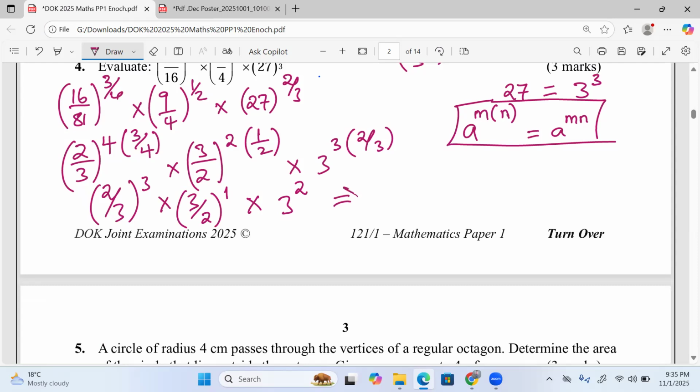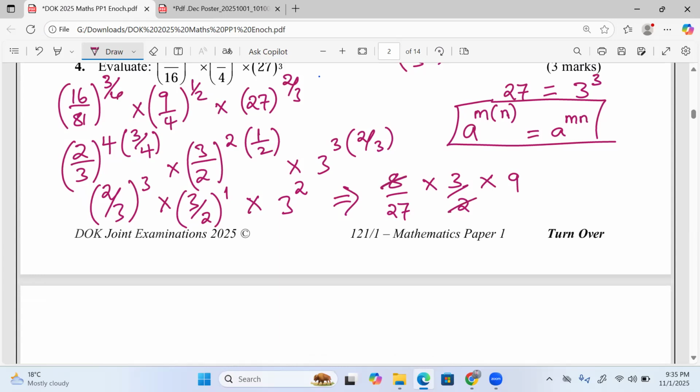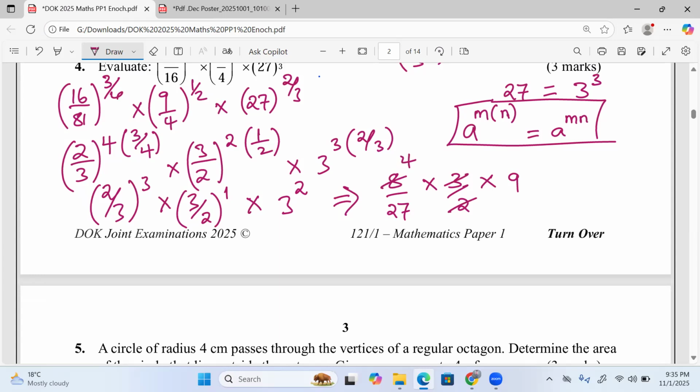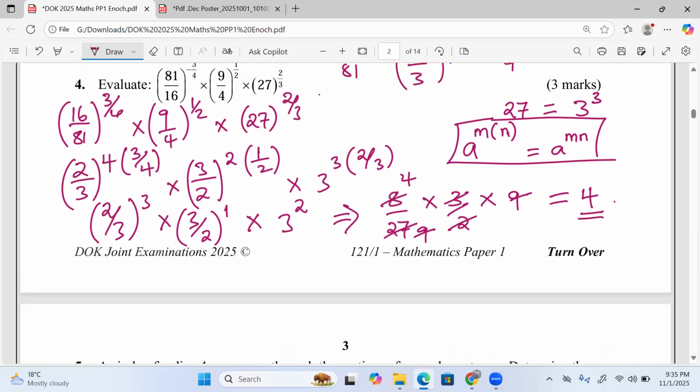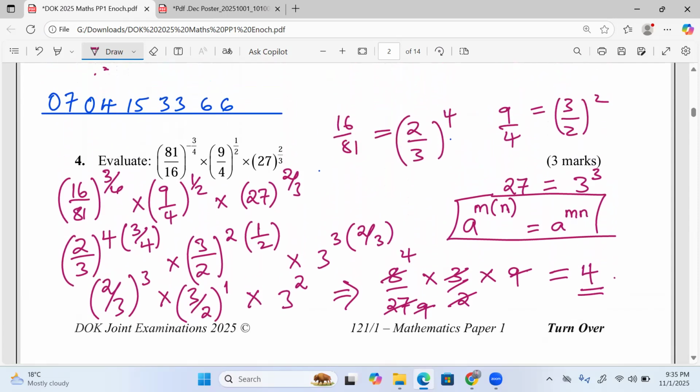Then from this point, we can talk about 2 power 3, which is 8, over 3 power 3, which is 27, multiplied by 3 over 2. Then 3 power 2. And from here now, we can talk about 2 and 2, we get 4. Then 3 and 27, we get 9. 9 and 9. And the answer becomes exactly 4.